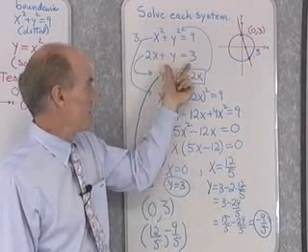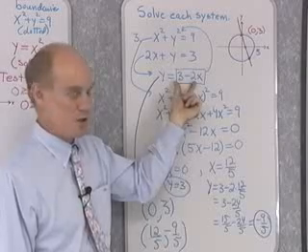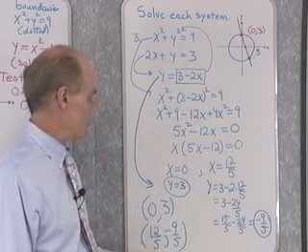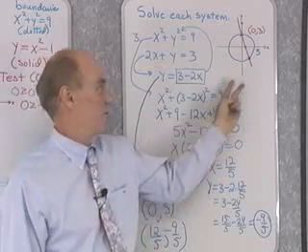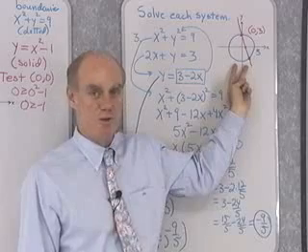So in fact, when I solve this system algebraically using substitution, I end up with two ordered pairs that are solutions, and that information is consistent with the information that I got over here when I graphed the two equations to begin with.